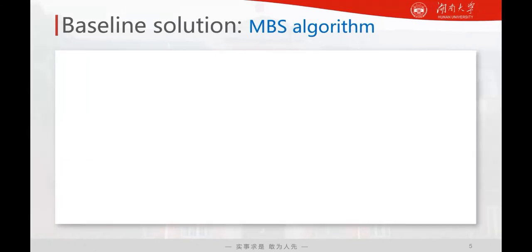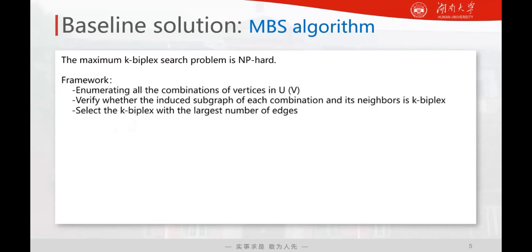Now we introduce the baseline solution. We first prove that the problem is NP-hard, and then propose an MBS algorithm. The main idea of this algorithm is similar to the maximum biclique algorithm. That is, we first enumerate the combinations of all vertices and then verify whether each is a k-biplex. Finally, we select the k-biplex with the largest number of edges.